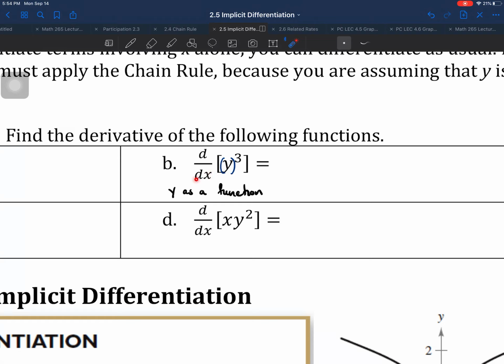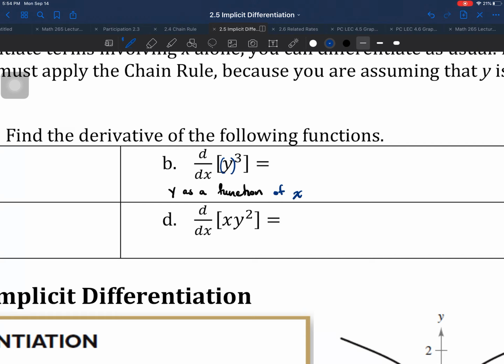Because x is the independent variable, that means y has to be the dependent variable. It depends on x. It's a function of x. All right, so treat y as a function that you don't know. So here we go. Take the derivative of this.